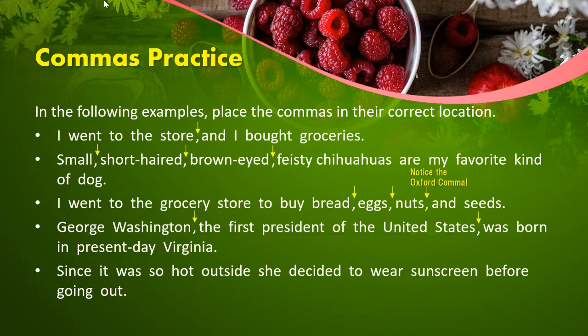In our fourth example, the comma goes between the first president of the United States, which is considered extra information in this sentence. In our fifth and final example, the comma goes after "since it was so hot outside." Here, the comma is needed to separate the dependent clause, which is introducing an idea in the sentence, from the independent clause.